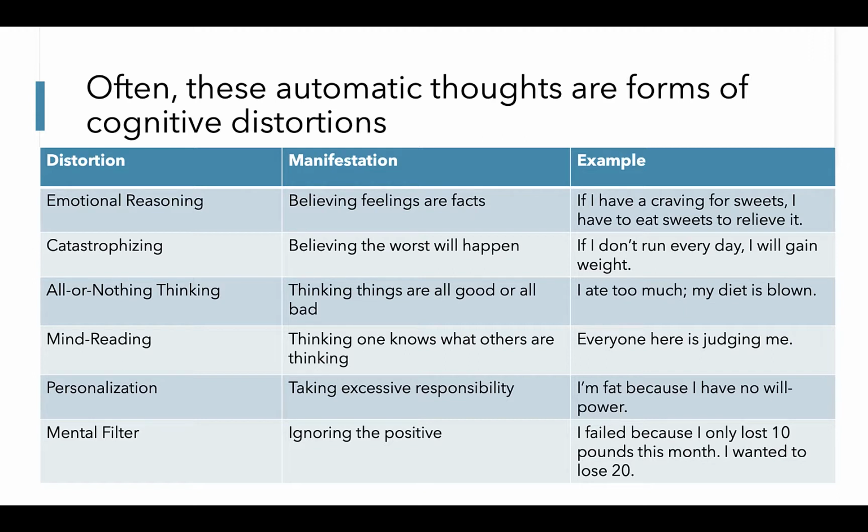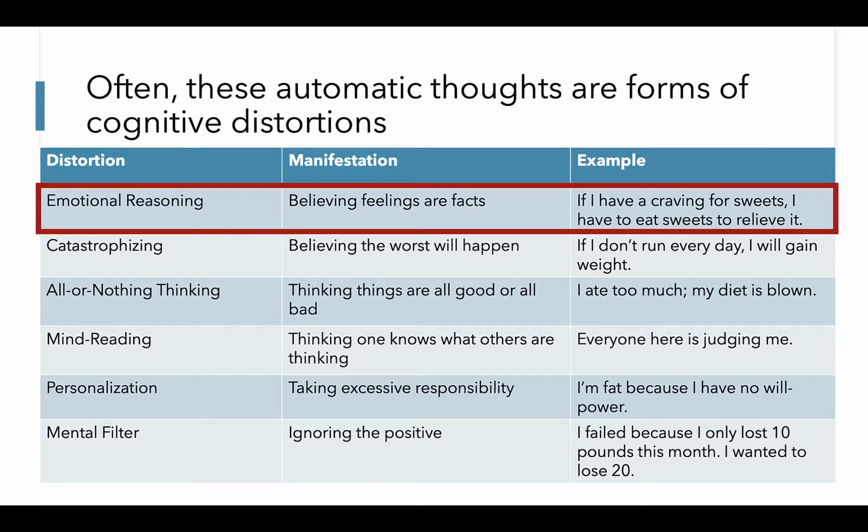The first type of cognitive distortion is emotional reasoning. This is when we believe that our feelings are facts, that just because we feel something, we have to act on it to either relieve that feeling or make that feeling go away. A great example of this is a food craving. Many times we feel that if we have a craving for sweets, the only way to relieve that craving is to give in to it, to eat sweets to make it go away, when really a craving is just a feeling. Just because we feel something doesn't mean we have to act on it, and one of the best ways to make a craving go away is to ignore it.